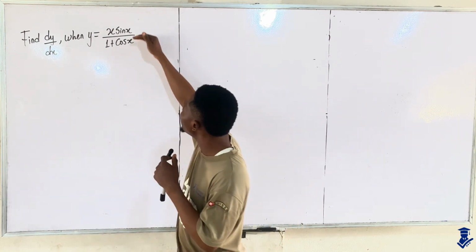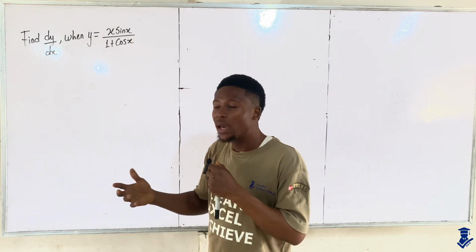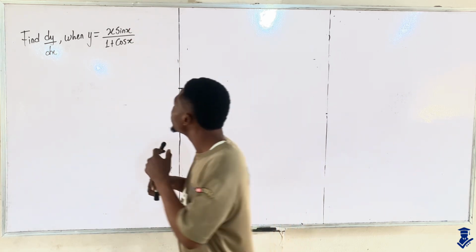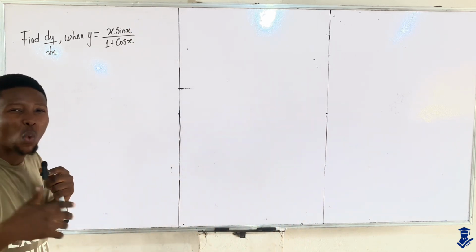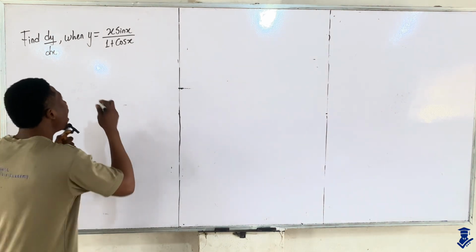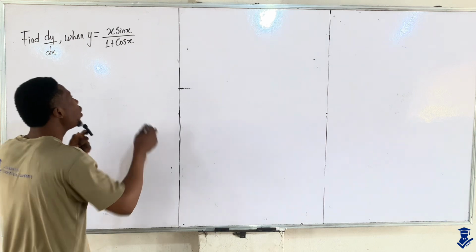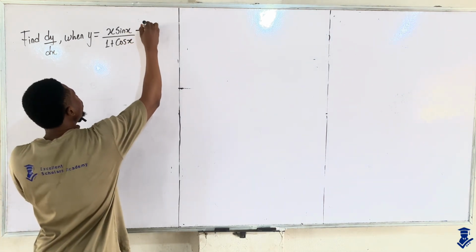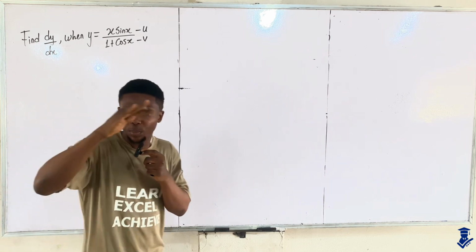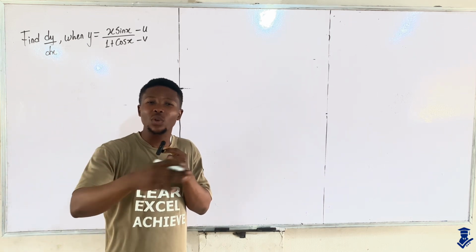Now, you can see that this is a quotient, meaning it has a dividend and a divisor. So, meaning that we can use what? Quotient rule to solve this, to find dy/dx. And how do we use quotient rule? We assume the numerator to be u and we assume the denominator to be v. Always. The numerator is always u and the denominator is always v.